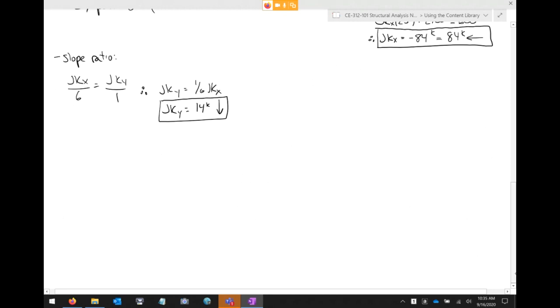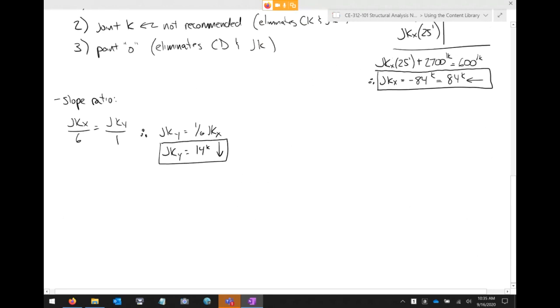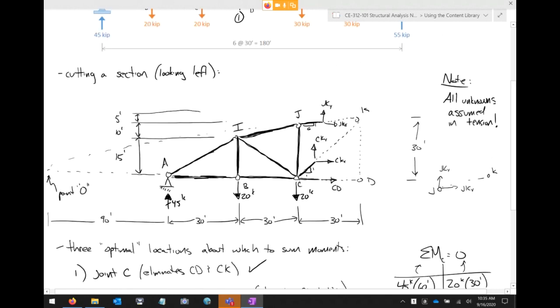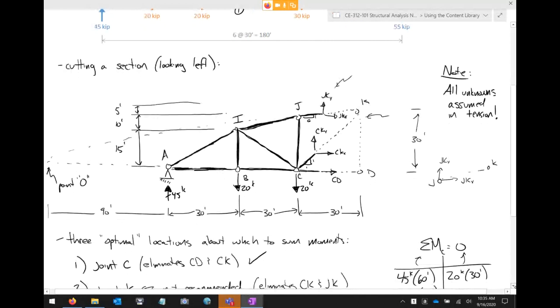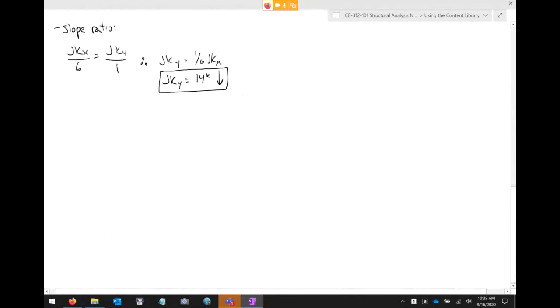So let's go back up to our diagram. So here's our diagram. And what do we have? So we know the JKY and JKX. We know those. Okay, so what do we have left that's unknown? We have CKY, CKX, and CD. So we have 2 unknowns in the horizontal, 1 unknown in the vertical. Seems to me that it would make sense to do our sum of forces in the Y direction first. So let's sum forces in the Y direction.